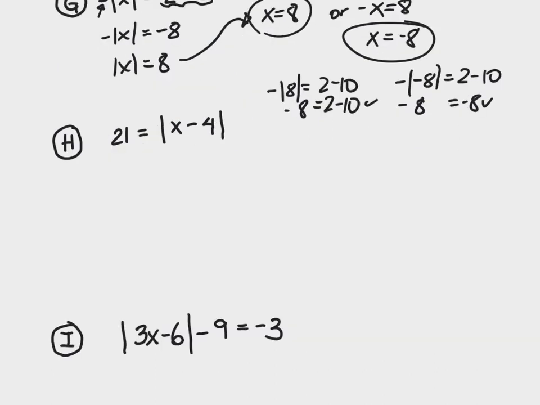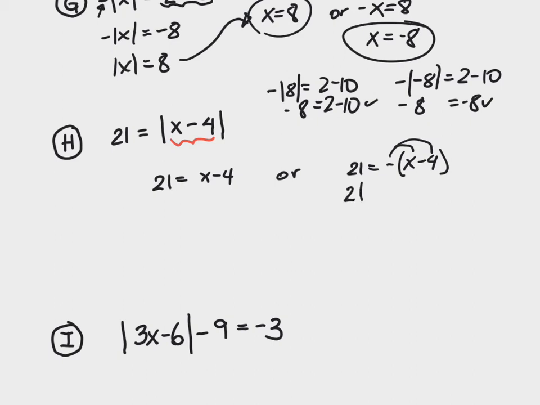Two more examples here. Letter H. We have an algebra equation, but this time the inside of my absolute value has a little bit of an expression in there. So again, we take both problems. We take the easy problem, which is 21 equals x minus 4, or the tricky problem is 21 is equal to the opposite of what's in there. Notice how I used parentheses around this to make sure that when I make it negative, like we did in the previous problems, I distribute it to both sides.